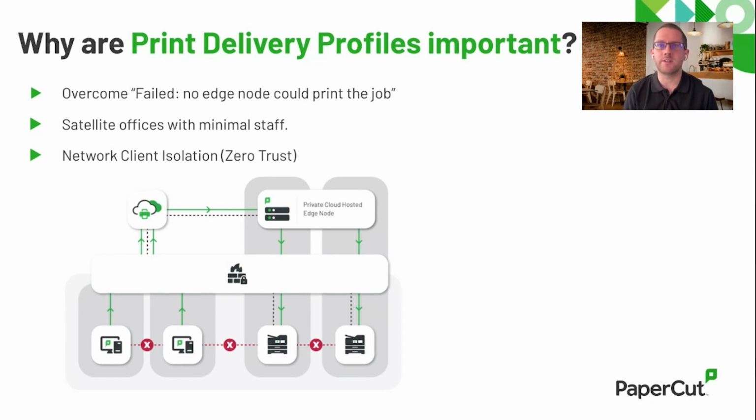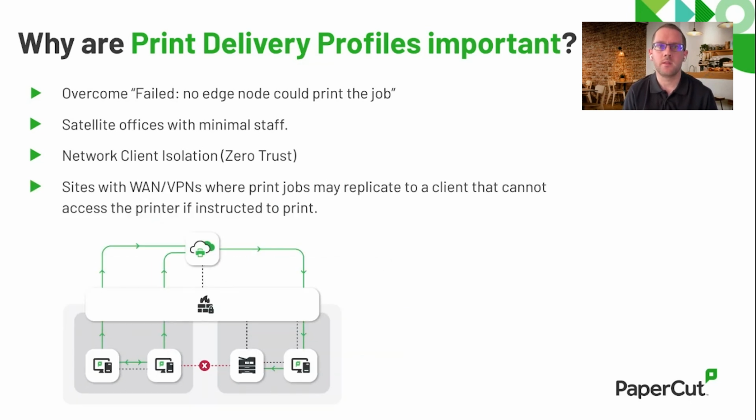In this case, you can see the customer's actually chosen to put a client in a private cloud environment. And that has access to the printers. So it would make sense in this case to have a print delivery profile that's going to say basically only that node can see the printer. So that's the only one worth attempting to try and print the job.